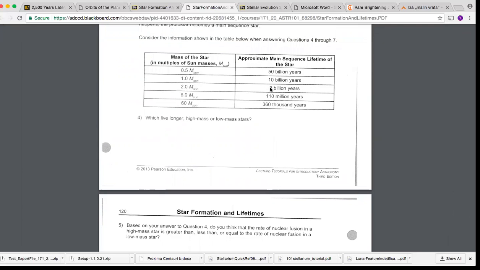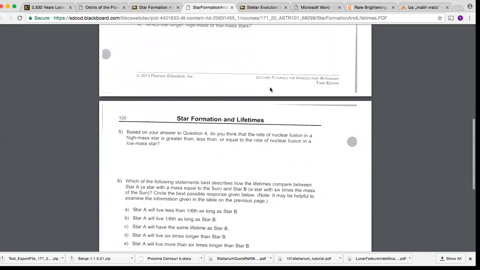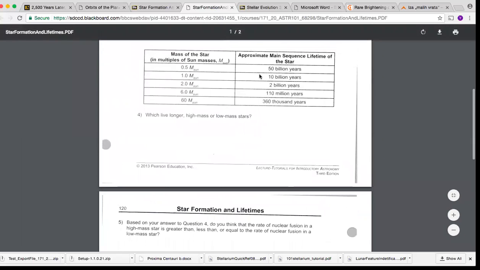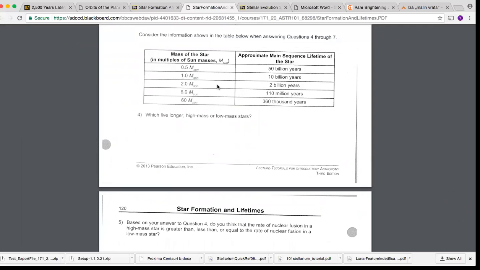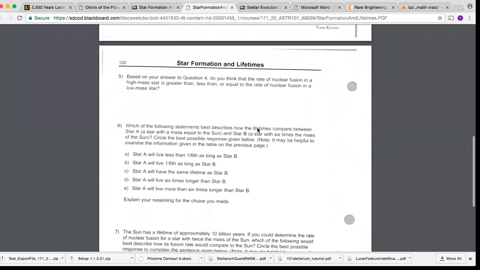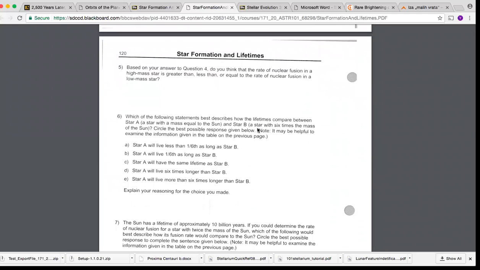So do you agree? You don't do any math, you just use this table to figure out that the relationship is not inversely proportional. 6 times more mass does not mean 6 times less life. It is actually much less life. Can I mention something? Yes. Can you go back to the table?